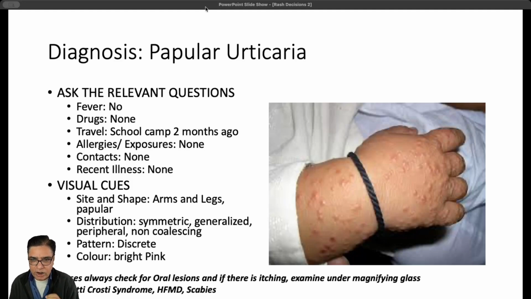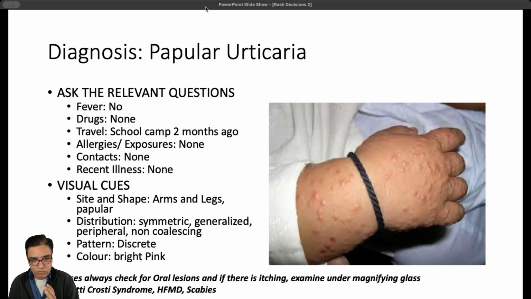So a child who has papular rashes, mostly on the peripheries, itchy, no contacts: possibly papular urticaria. If they've got contacts at home, possibly scabies. If it is non-itchy, no contacts, Giannotti-Crosti syndrome. And if they've got lesions in the mouth, the whole thing would now be called hand, foot, and mouth disease, which is caused by Coxsackie virus. So just look how the diagnosis changes by simply changing the context.